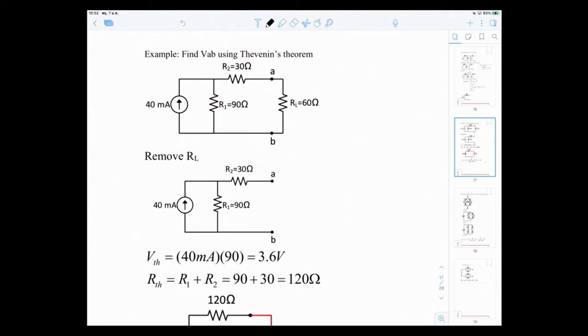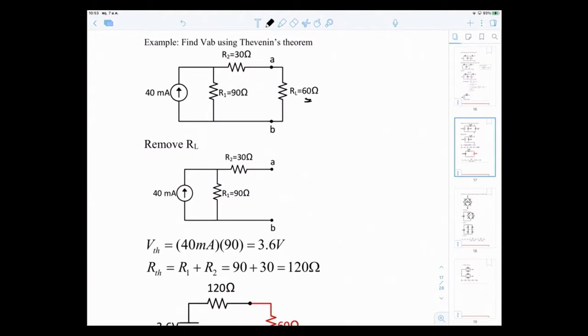In the previous examples, it's always open at terminal AB, but this time there's an RL load resistance of 60 ohms connected to it. To apply the Thevenin theorem, the definition says that your VTH is the open circuit voltage at the terminal that you want to find. So we have to remove RL first such that it becomes an open circuit. So remove RL such that this now becomes your V open circuit, which is equal to V Thevenin.